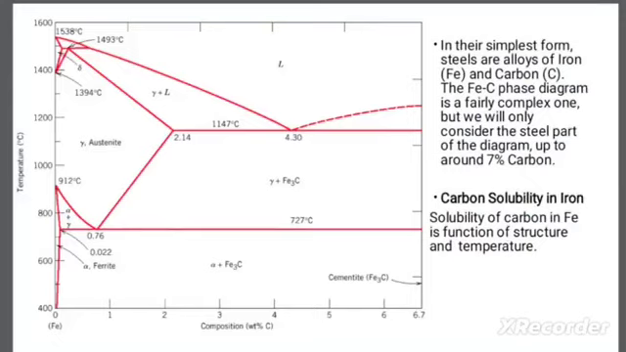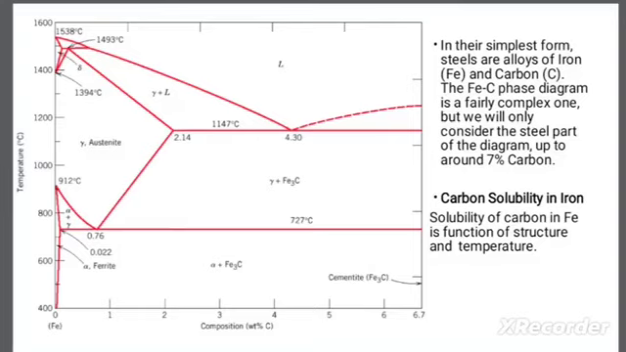So this is the typical iron carbon phase diagram. In this, the x-axis represents the percentage of carbon and the y-axis represents the temperature in degrees Celsius. On the left hand side we have iron, and on the right hand side we have Fe3C, which is cementite. So let us identify some important points.